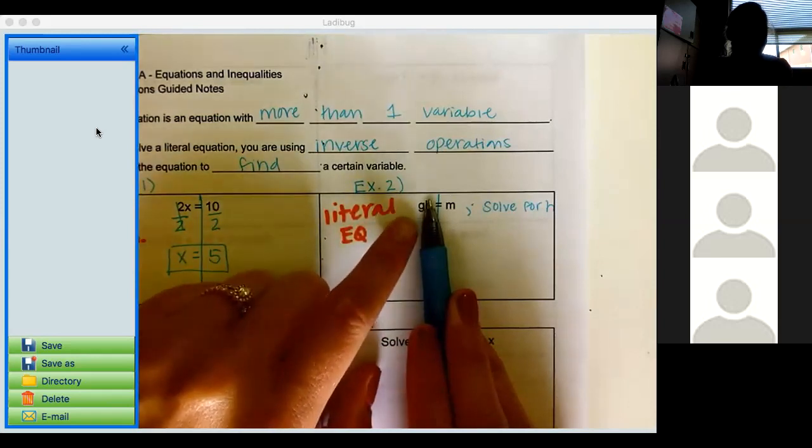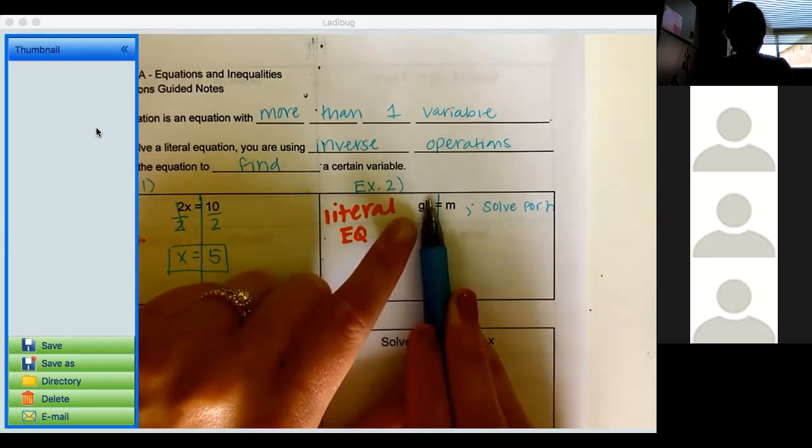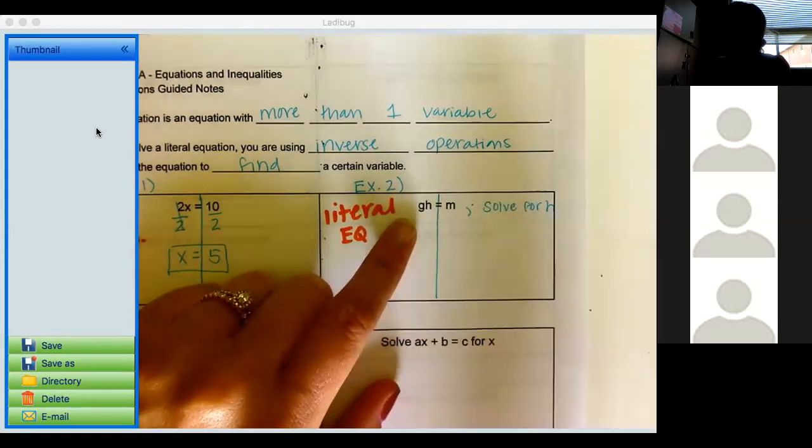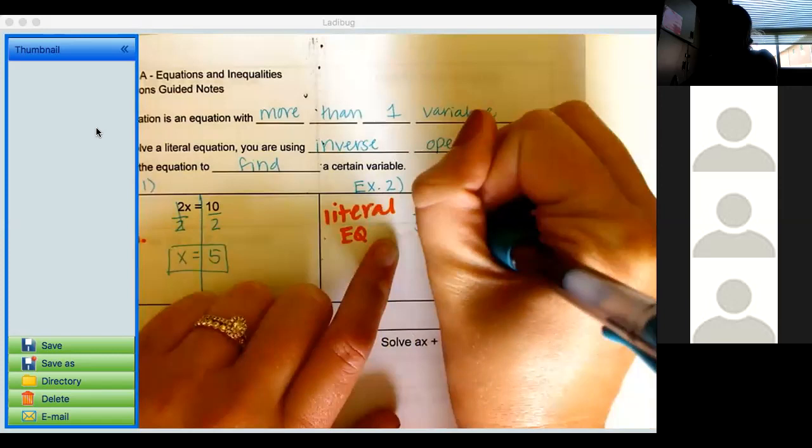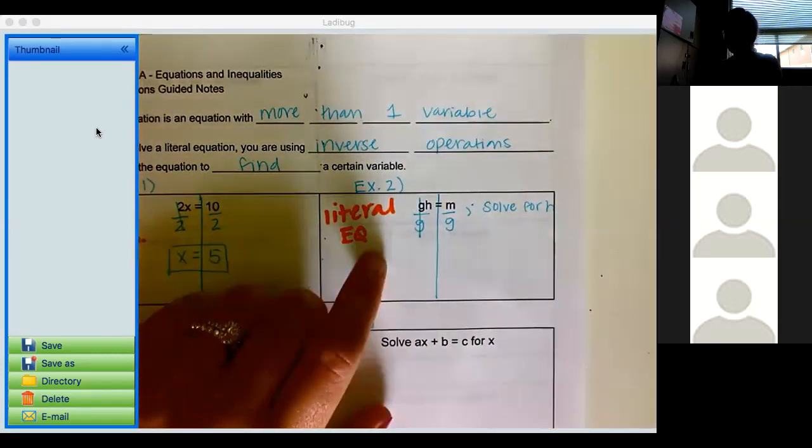It's touching it. So what operation are they doing? They are multiplying. What's the opposite of multiplying by G? So check this out, y'all. You're going to divide by G. Those will cancel. Divide by G.